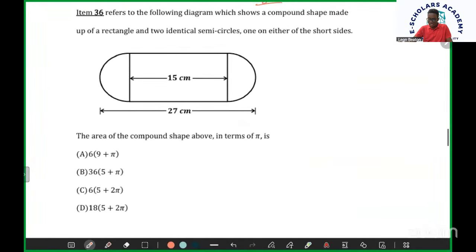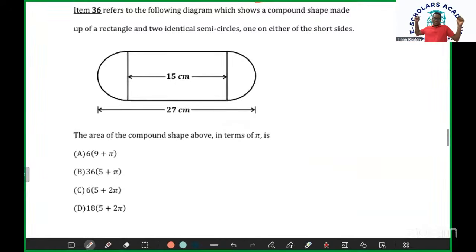All right, this is a nice one to end off. Item 36 refers to the following diagram, which shows a compound shape made up of a rectangle and two identical semicircles on either of the short sides. This is a nice question. Nice as in, it's an application question. So the area of the compound shape above in terms of pi is, so the area of this compound shape.